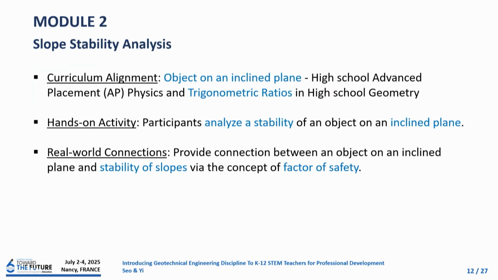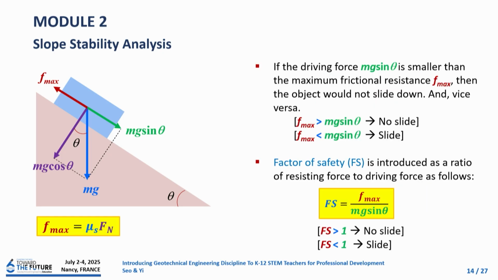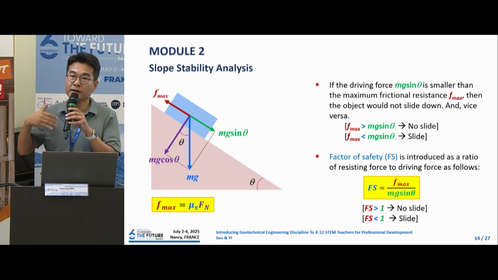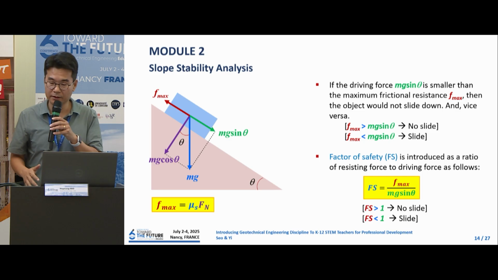Then the second learning module is about slope stability. In high school physics, they cover an object on an inclined plane. So with teachers, we go over the basic vector decomposition, things like that. And then I introduced the factor of safety concept to teachers. So mg sine theta, that's the driving force, and then F max, that's the resisting force, and the ratio of the two is defined as the factor of safety. If the factor of safety is greater than 1, then the object slides down. If it's less than 1, it stays.